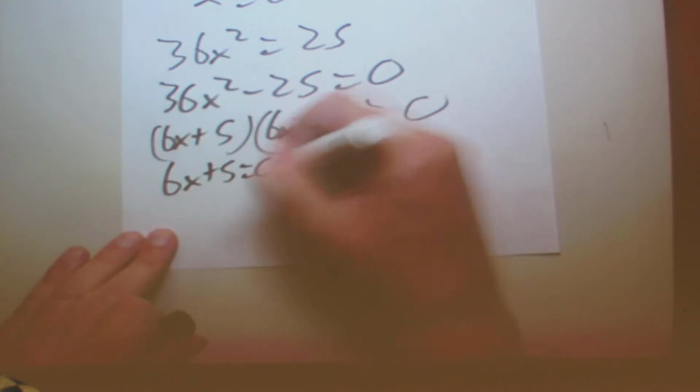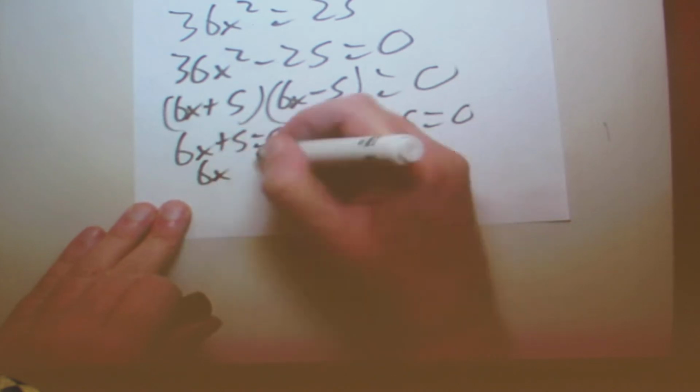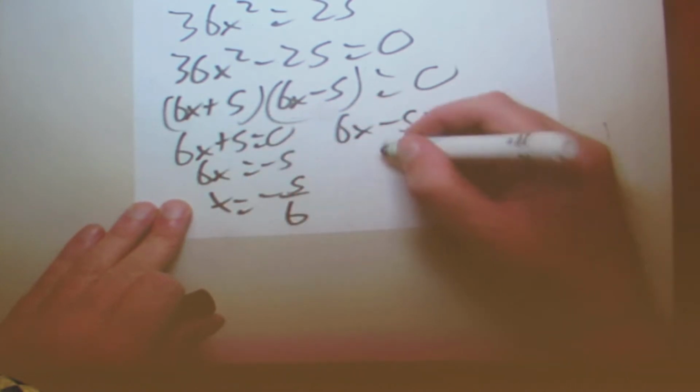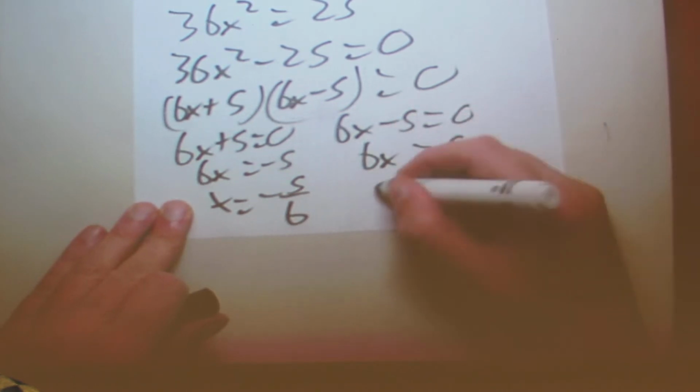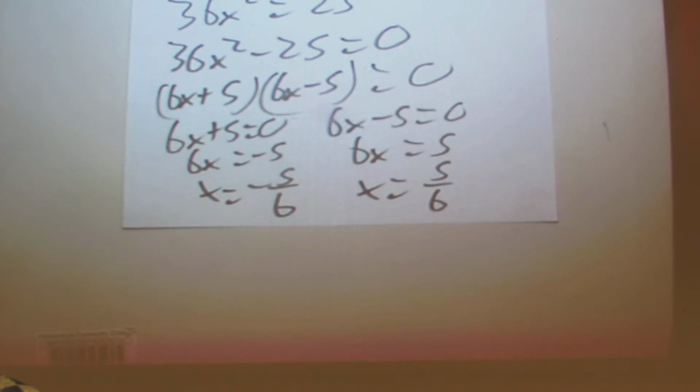6x plus 5 equals 0. 6x minus 5 equals 0. 6x equals negative 5, or x equals negative 5 over 6. 6x equals 5, or x equals positive 5 over 6. So those will be our two answers for this one.